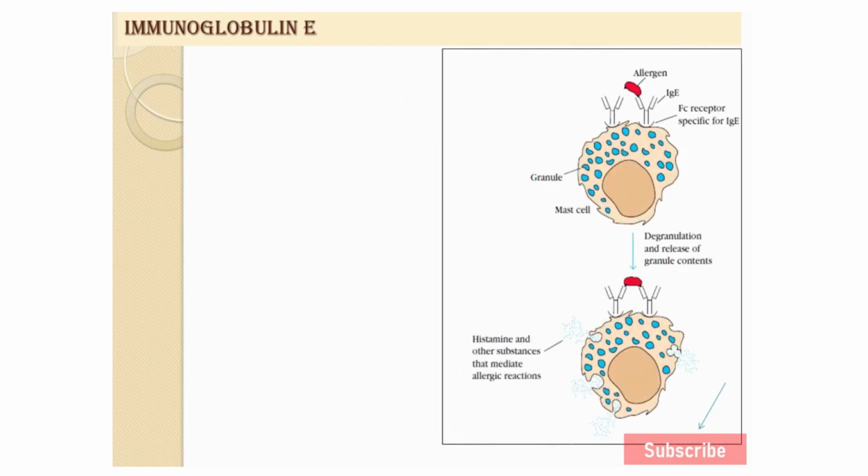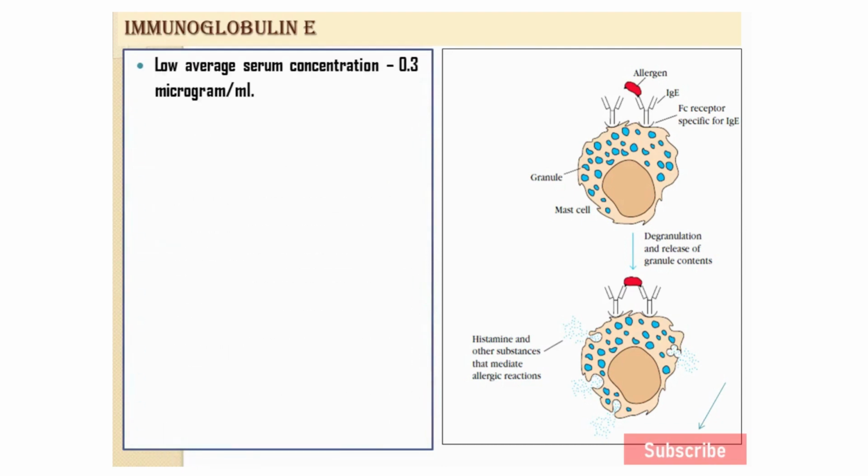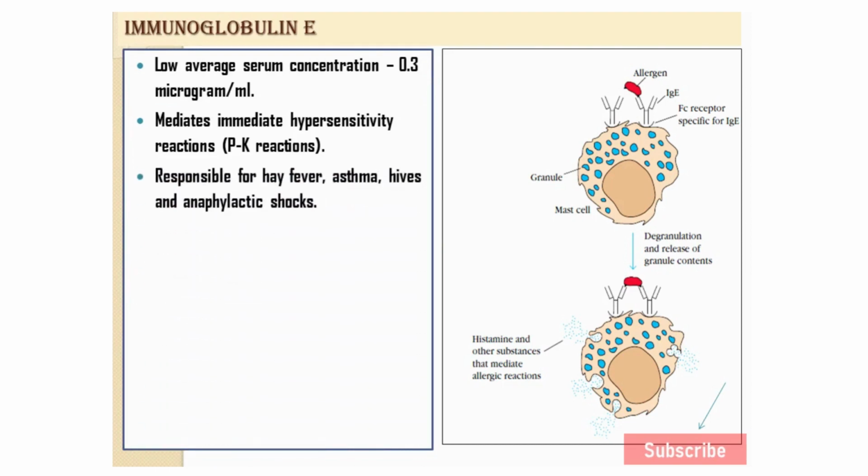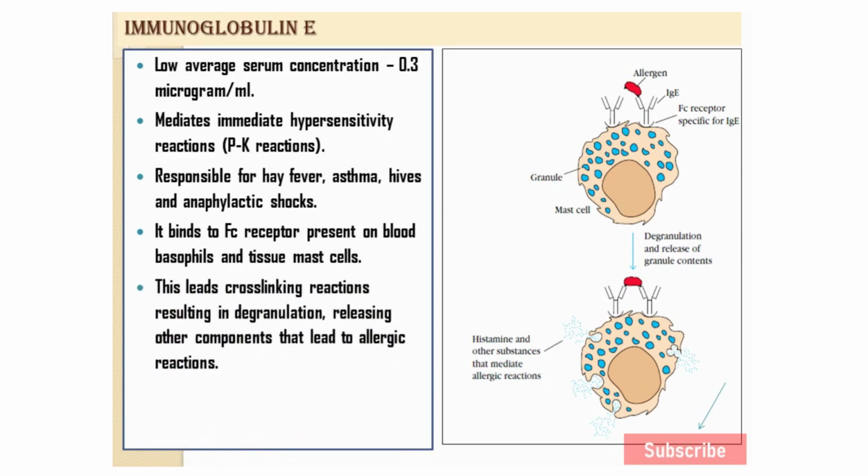Immunoglobulin E or IgE is found in a low average serum concentration of 0.3 microgram per ml. It mediates immediate hypersensitivity reactions. They are responsible for hay fever, asthma, hives, and anaphylactic shocks. Immunoglobulin E binds to Fc receptors present on blood basophils and tissue mast cells. This leads to cross-linking reactions resulting in degranulation, which further releases other components that lead to allergic reactions. These also play a role in antiparasitic defense mechanisms.